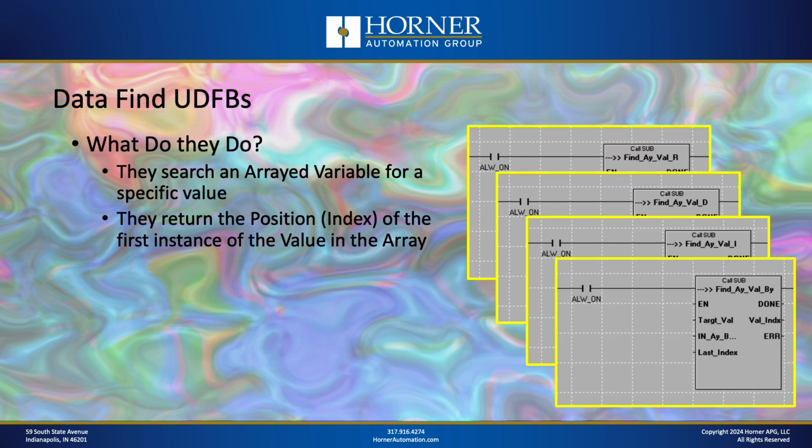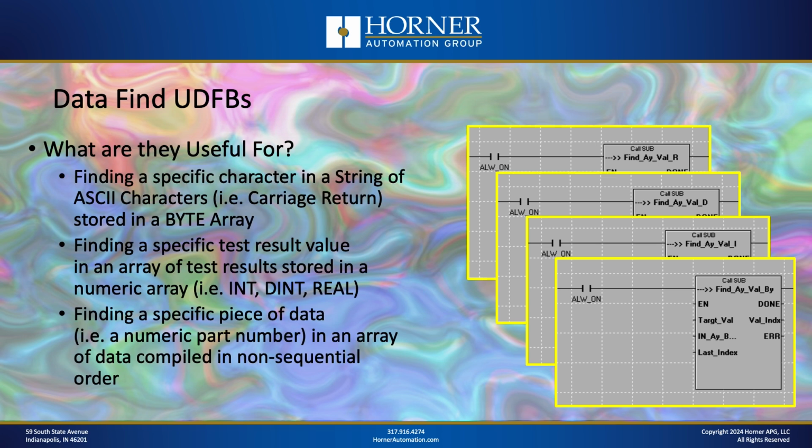All right, the next category also works on array type data, and those are data-find UDFBs. So what do those do? Well, effectively, they also work on an array, and what they do is they search that array for a specific value. Okay, so what would these be useful for? Well, certainly they can be useful for ASCII type applications. Maybe you've got a barcode that you've scanned and you're looking for a specific character, so you can use the byte find because characters are expressed in bytes.